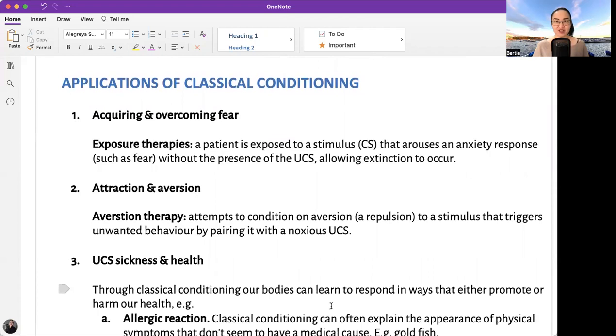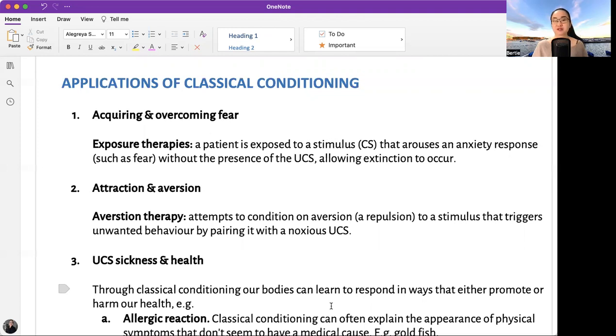Applications of classical conditioning: acquiring and overcoming fear, exposure therapies. A patient is exposed to a stimulus, the CS, that arouses an anxiety response, such as fear, without the presence of the UCS, allowing extinction to occur.